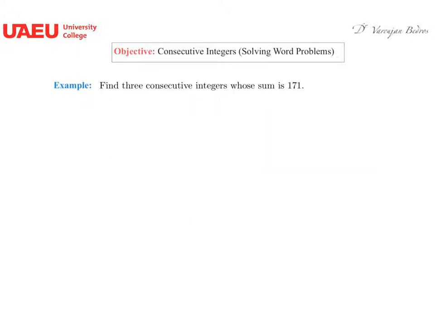We learned that in word problems, if there is an unknown we don't know, we call it x. So let's assume that x is one of the three consecutive integers we have to find. But we have two other unknown integers as well. So what do we call them?